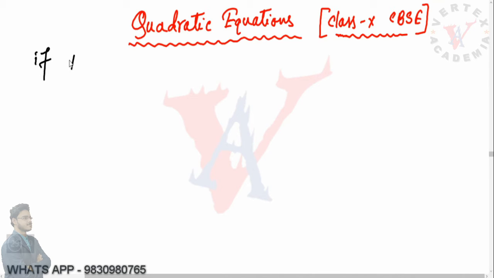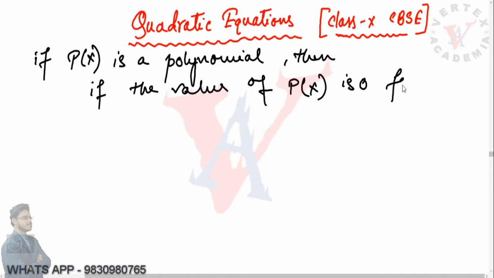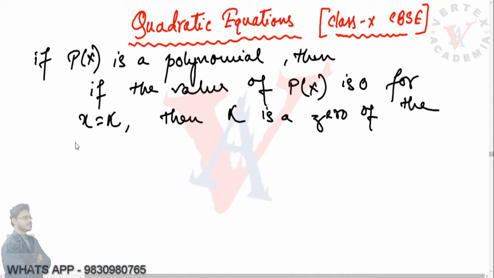If p of x is a polynomial, then if the value of p of x is 0 for a particular value of x equals k, then k is a zero of the polynomial. Okay, I hope this is clear because I have discussed these things in the polynomial chapter.